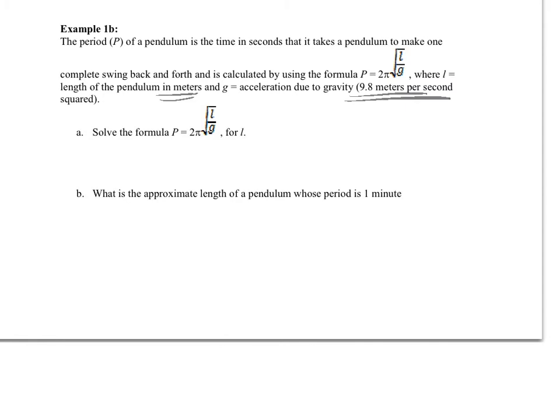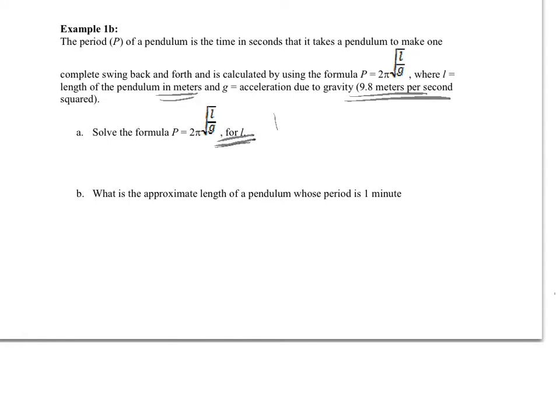So now we're going to solve the formula p equals 2 times pi times the square root of L divided by g for L. So we're going to have L on one side of the equal sign. Okay, so let's write it again.